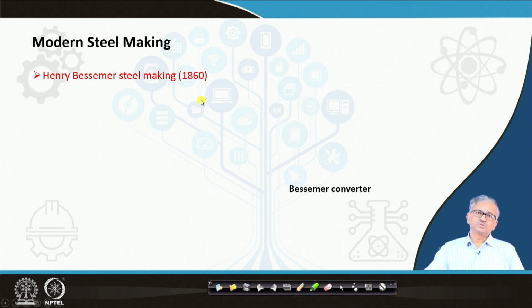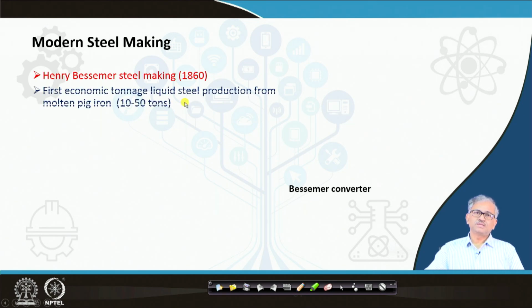Okay, so what is that? Basically, this is the first economic tonnage liquid steel production from molten pig iron, with heats of 10 to 50 tons. By that time, people were making cast iron in the stoke oven. A lot of liquid iron was being formed, and these were cast. So at several places the liquid iron was there.